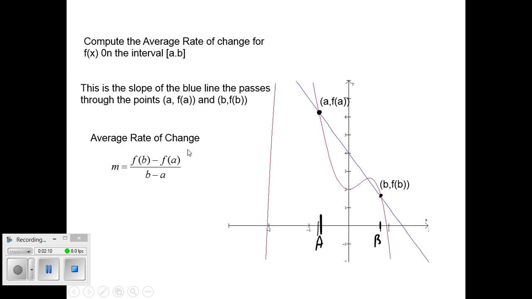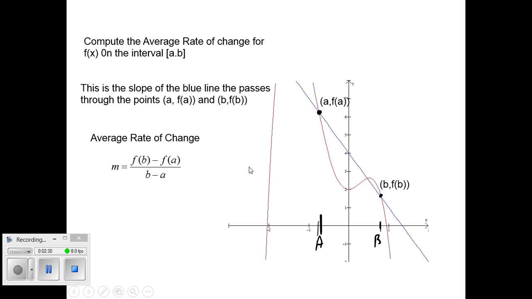So the slope computation is the difference in y's over the difference in x's. The difference in y's is f of b minus f of a, over b minus a. I could likewise have said f of a minus f of b over a minus b. It would compute the same. So that's the setup for the average rate of change.